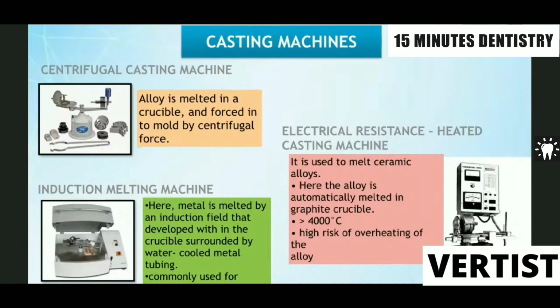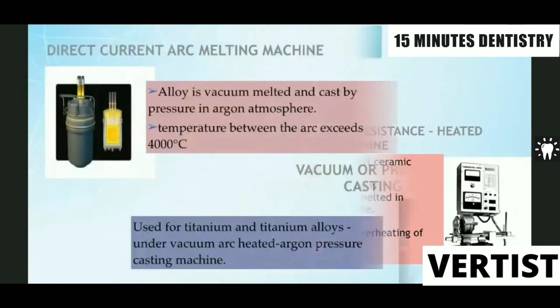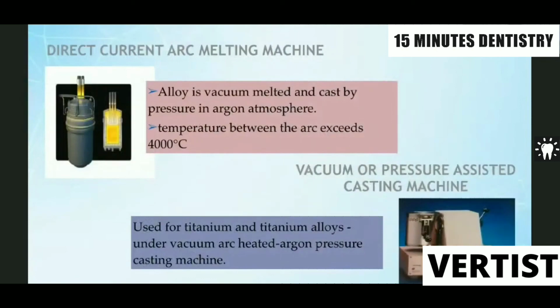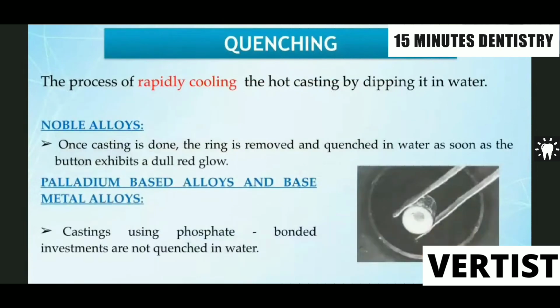Now the casting machines, 3 different types of casting machines. We have the centrifugal casting machine. We have the electrical casting machine, which can be used for your ceramic restoration, and we have an induction casting machine, which is again used for your base metal alloys. The direct current arc melting machines are the other machines, which are vacuum or press casting machines, used for titanium and titanium alloys under vacuum arc or heated argon pressure casting machines. These are all the different casting machines that are available.